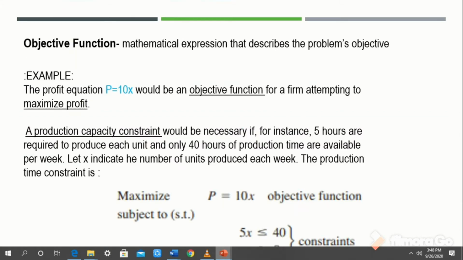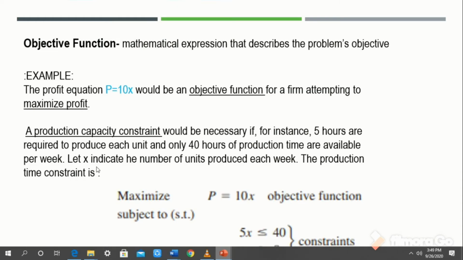So, let's go. A mathematical expression that describes the problem's objective is called the objective function. In the case earlier, that is P equal to 10x. This is the objective function because our objective is to know the total profit if there is a 10 peso profit in each unit sold. So the profit equation P equal to 10x would be an objective function for a firm attempting to maximize profit.